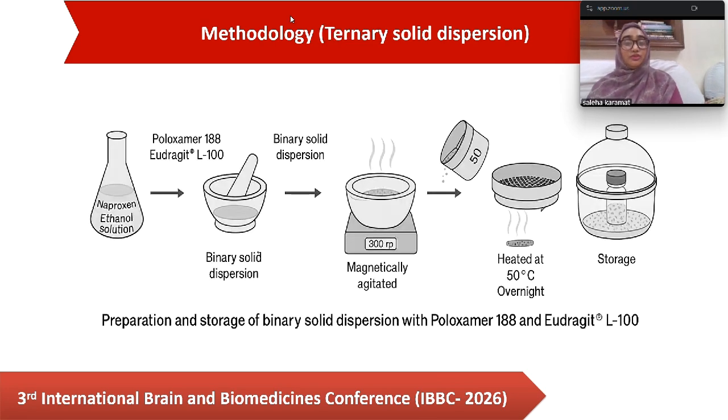The general methodology for the ternary solid dispersion is that I dissolved the naproxen in ethanol and added my polymers, Poloxamer 188 and Eudragit L100. After complete dissolution, I added the silica at 300 rpm and 50 degrees centigrade, and after 1 hour I removed it from the magnetic stirrer and placed it in a hot air oven dryer for overnight drying, and after that I collected its powder.